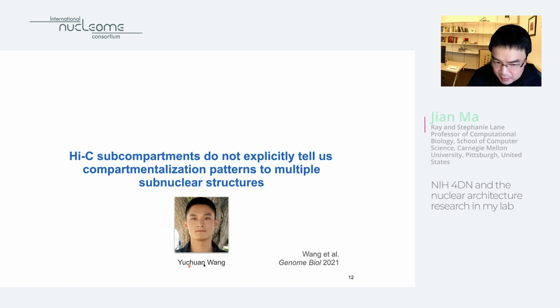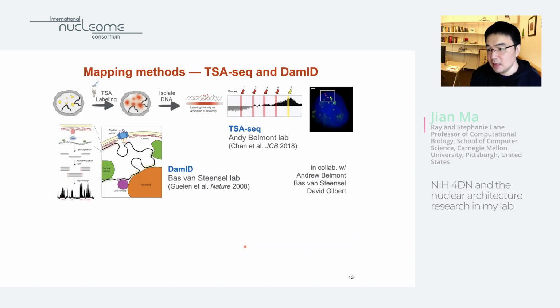So this work is led by a graduate student graduating soon, Yuchuan Wang. I'll very briefly go through this. This is an outcome from our work in phase 1 of the 4D Nucleome, collaborating closely with 3 other groups: Andy Belmont's lab at the University of Illinois, Bas van Steensel's lab at the Netherlands Cancer Institute, and David Gilbert's lab, at the time at Florida State, and his lab is now at San Diego Biomedical Research Institute.